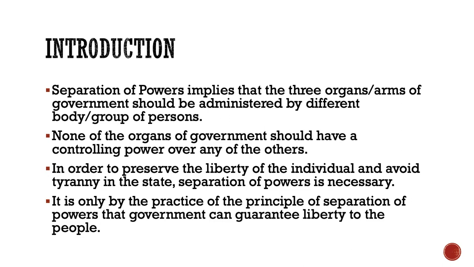Now, separation of power implies basically that the three arms of government, being the executive, the legislature, and the judiciary, are administered by different groups of individuals. So you don't have the same group of people in more than one of these organs of government. It says that none of the organs of government should have control over any of the others. So the executive should not have control over the judiciary. The judiciary should not have control over the legislature. Each of them should function independently of one another.